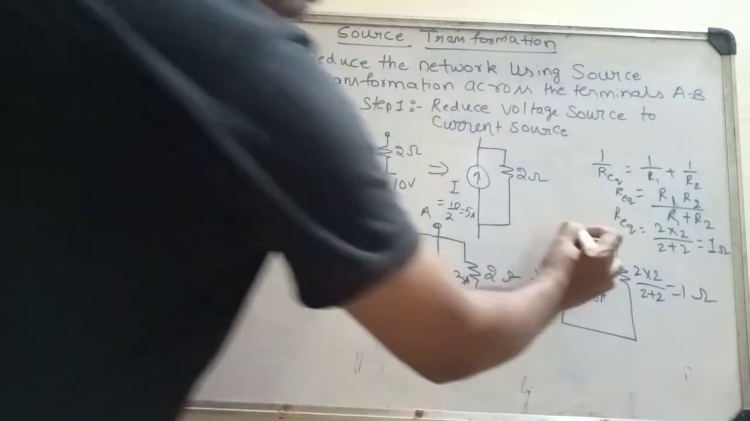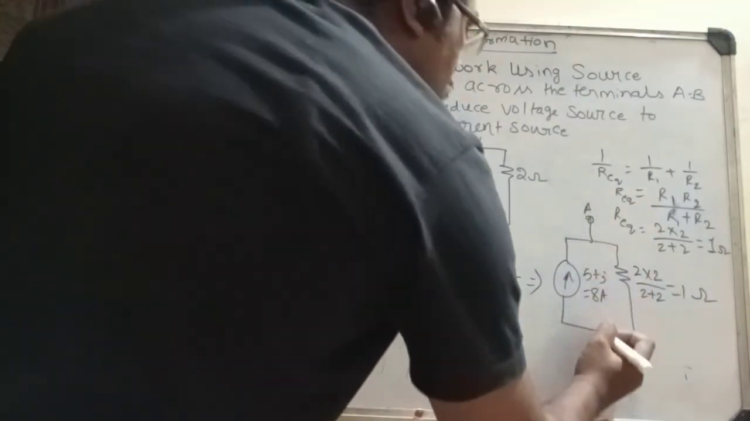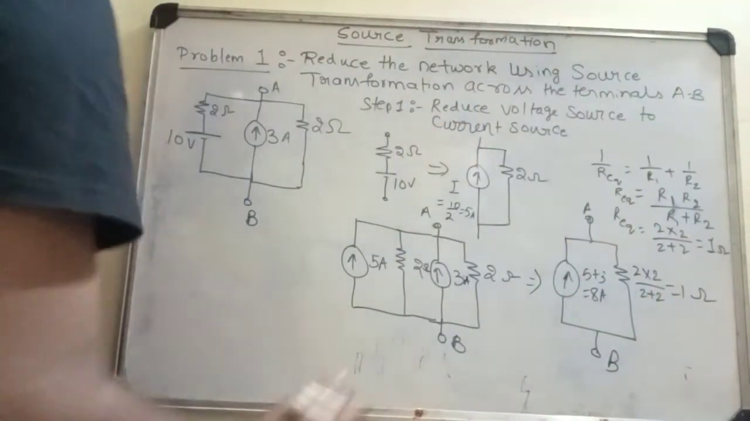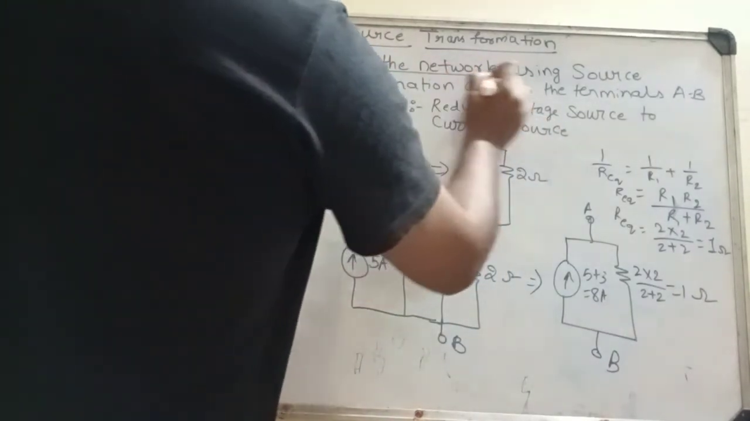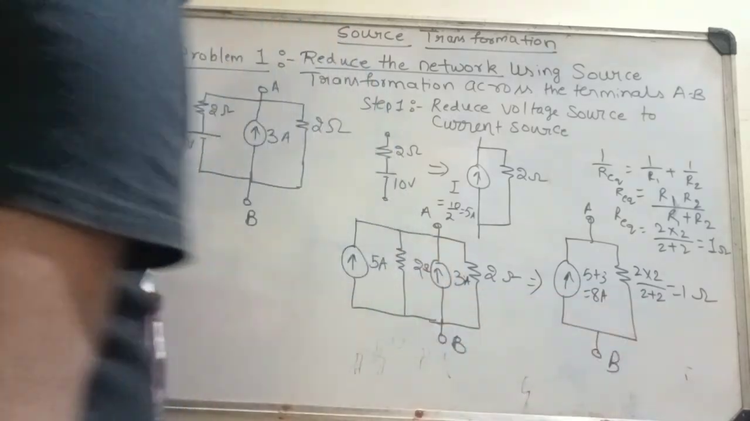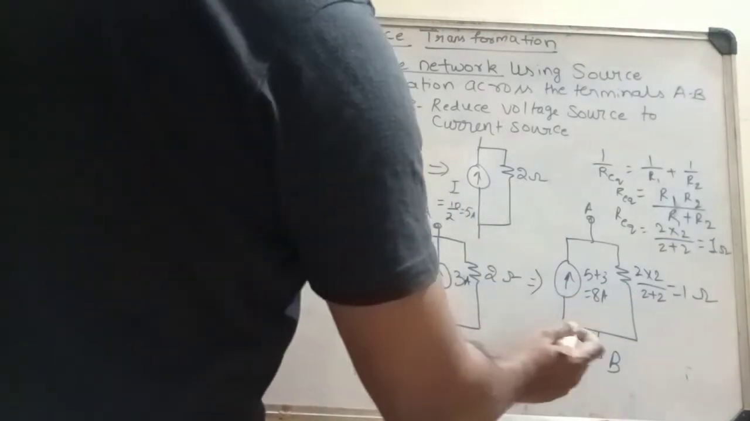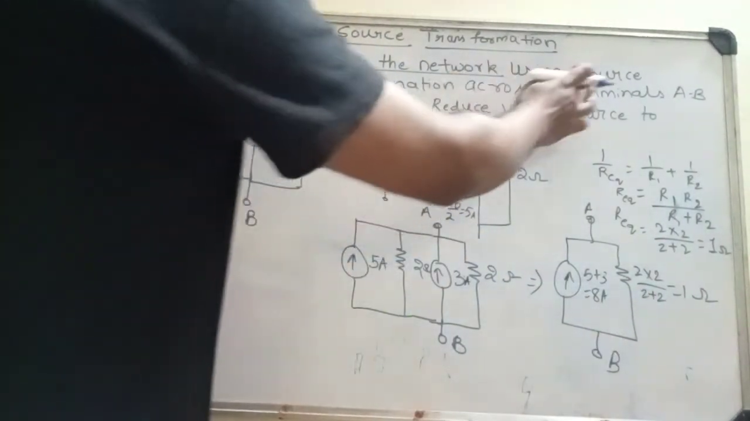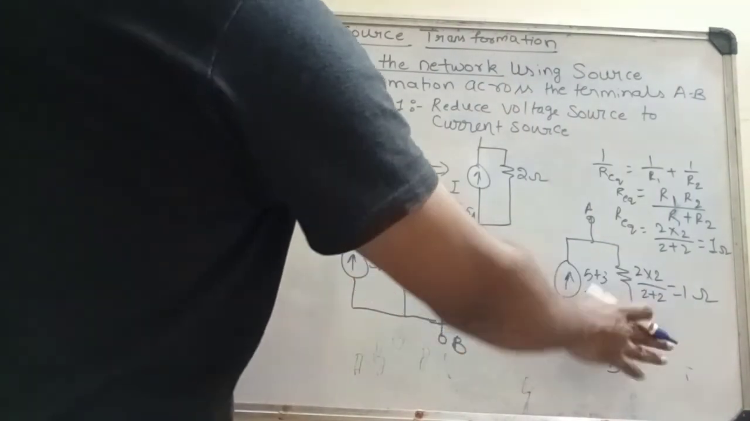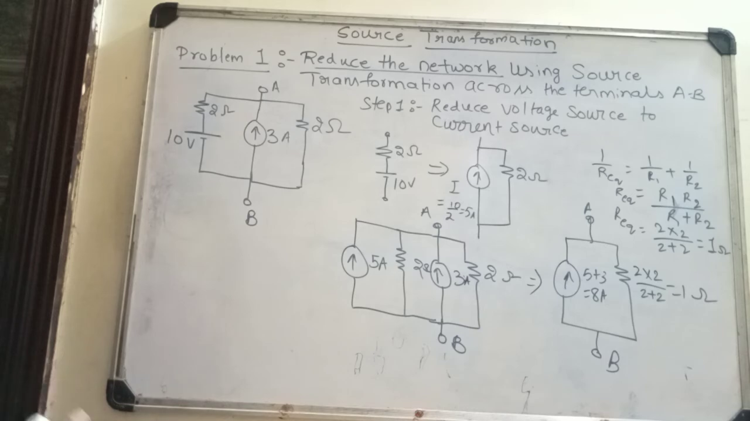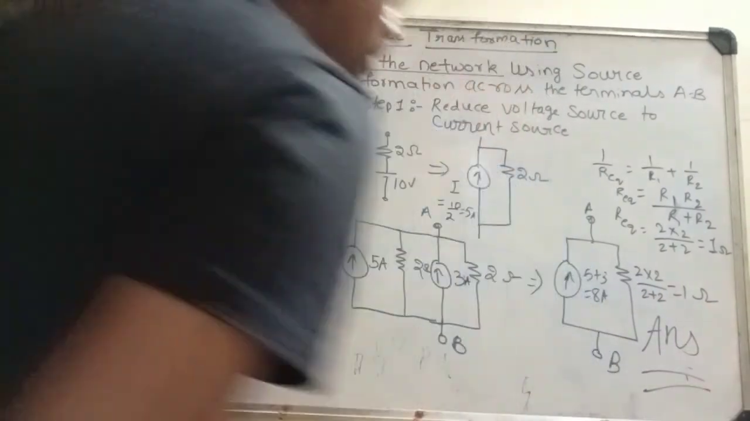So this is the equivalent, this is the reduced network with a single current source. Further, in this question, if they ask for a voltage source, convert this to a voltage source, otherwise this is the simplest network that is possible. So keep this as the answer. This is the answer.